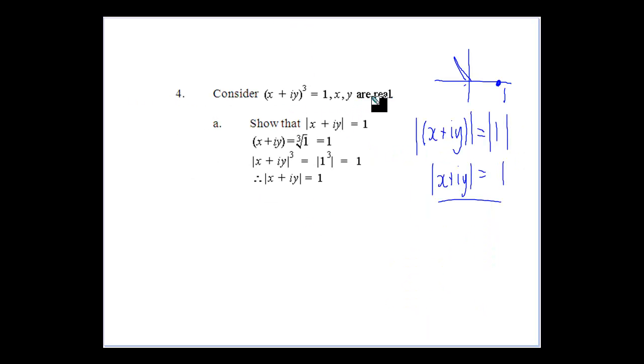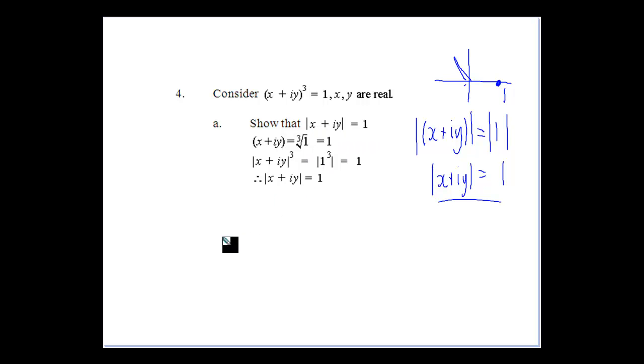Question 4 here. This one's an interesting one. You can do it in a number of ways. If we consider x plus iy to the power of 3 is equal to 1, so basically saying you get a complex number, you cube it, you get 1. So that's what it would be. We want to show firstly that the modulus of x plus iy would be equal to 1 as well.